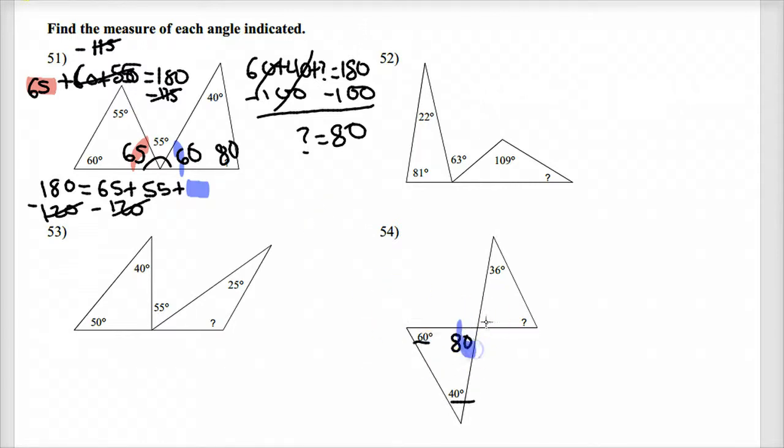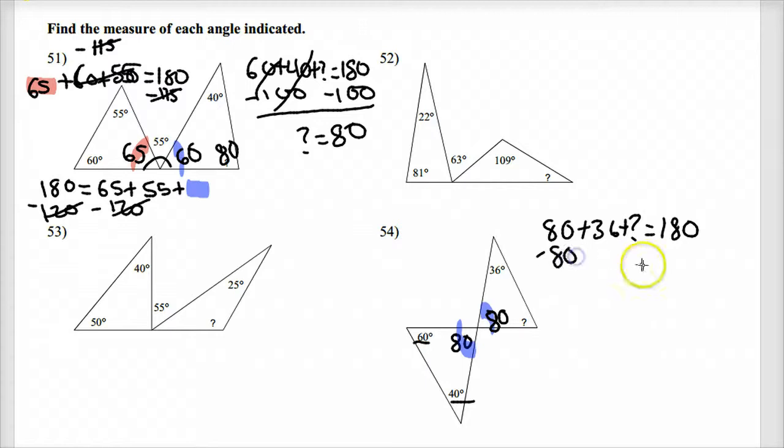This 80 is equal to this 80 because of vertical angles. They're across from each other, so that means this side is 80 as well. Excellent. Now, if that is 80 and this is 36, we would have 80 and 36 and the question mark total up to 180 because those three inside need to make that straight angle. I'm going to subtract 80 from both sides.